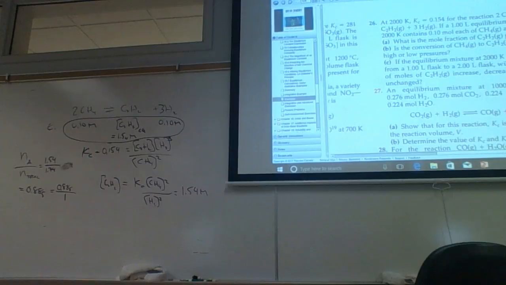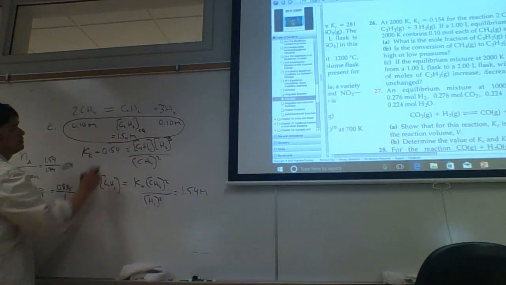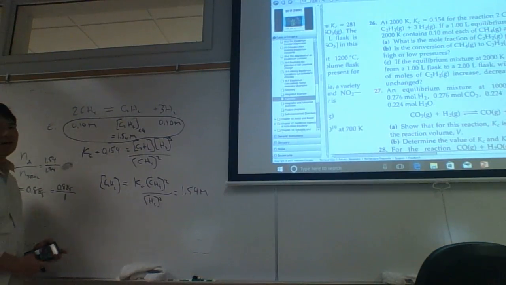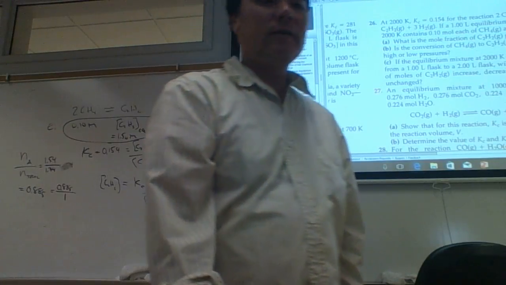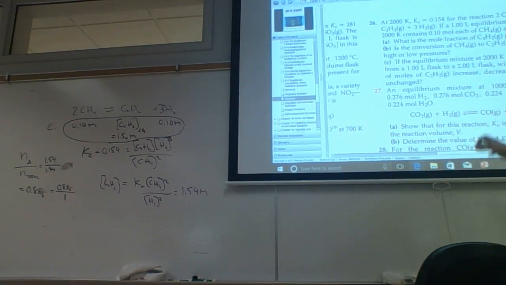C: if the equilibrium mixture at 2000 Kelvin is transferred from a 1.0 liter flask to a 2.0 liter flask, will the number of moles of acetylene increase, decrease, or remain unchanged? This is the same thing. If we increase the volume, which side is favored? The side with more moles of gas or the side with fewer moles of gas? Increasing volume is going to favor the products. So that's going to increase the amount of acetylene. This is Le Chatelier's principle. Increasing volume is also going to decrease the pressure of everything. And so that would be number 26.